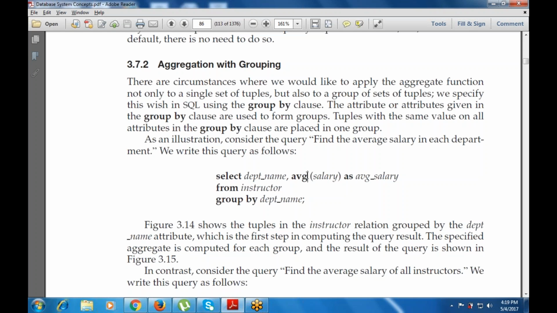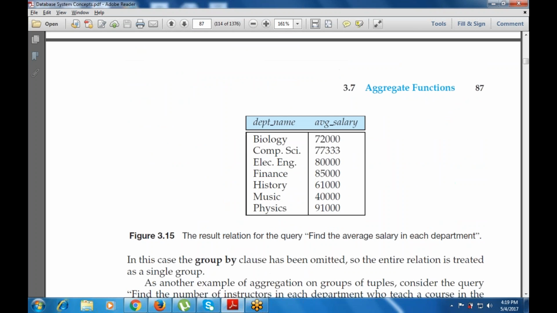So this shows the tuples in the instructor relation that are grouped by the department name attribute, which is the first step in computing the result of the query. The specified aggregate function is computed for each group, and the result of the query is expressed. Now this is the output of this.